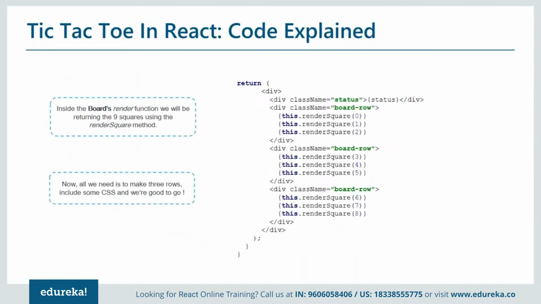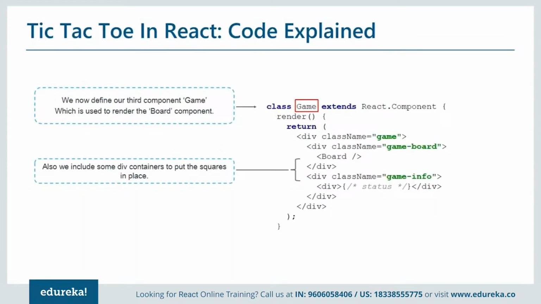Now, inside the Board render function, we return the 9 squares using the renderSquare method. These are the 9 squares, 0 through 8, which are rendered on the output screen or on the DOM. All we need is to make 3 rows, so I implemented some CSS, and then we are good to go. Finally, we have the third component, the Game component, which is what finally gets displayed and renders the Board component. As you can see over here, we are displaying the Board component.